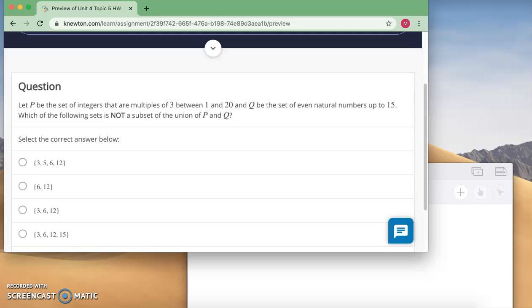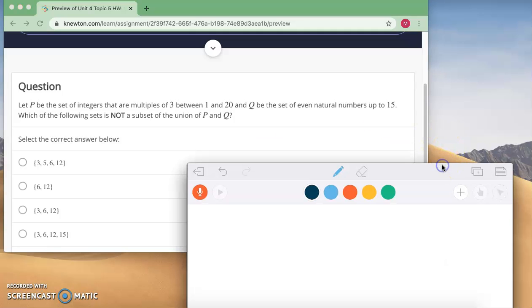All right, let's go through one more example. Let P be the set of integers that are multiples of 3 between 1 and 20, and Q be the set of even natural numbers up to 15. Which of the following sets is not a subset of the union? Remember, union is when you include all elements from both sets.